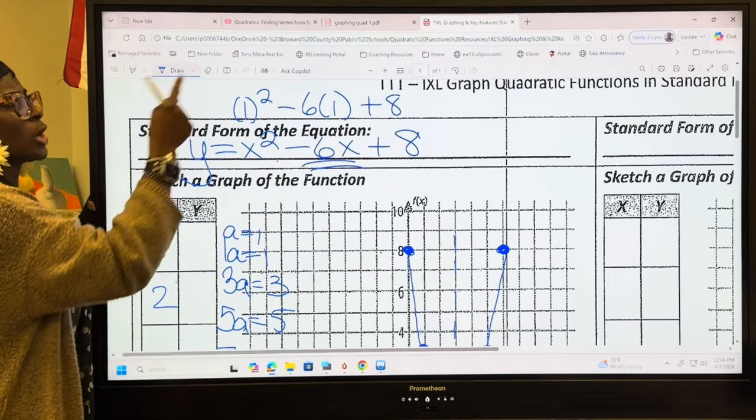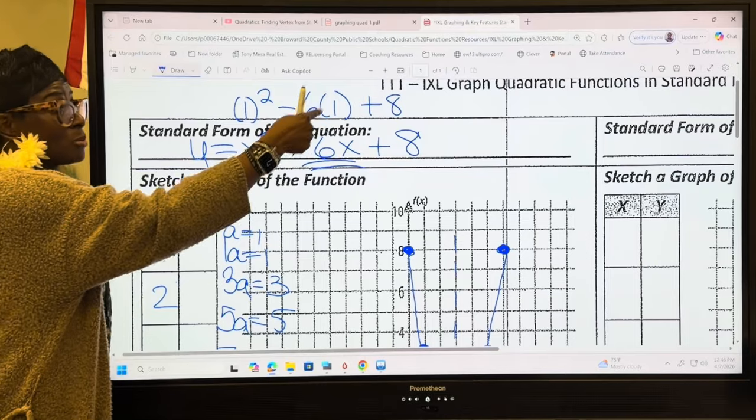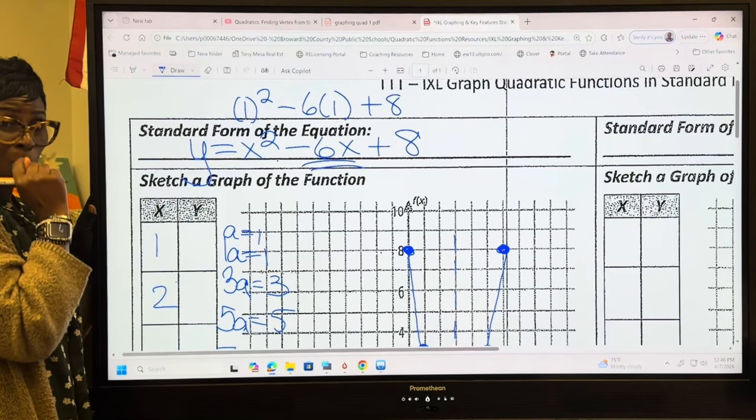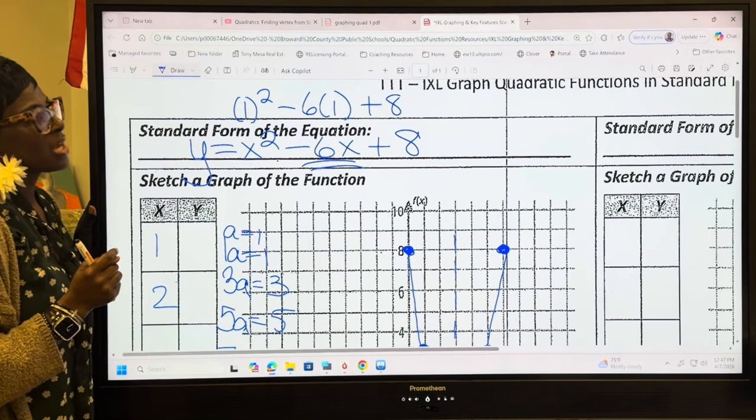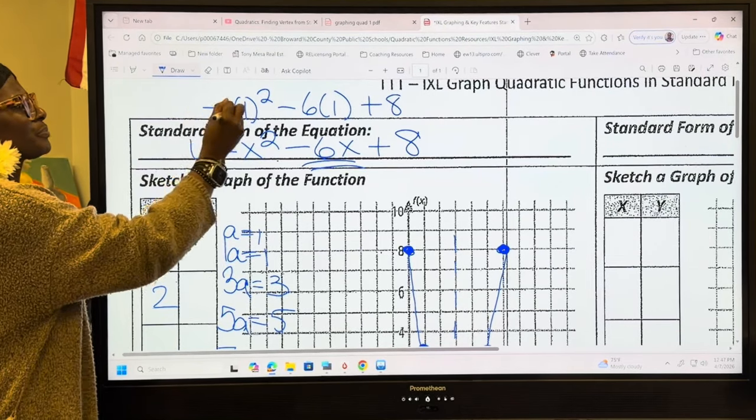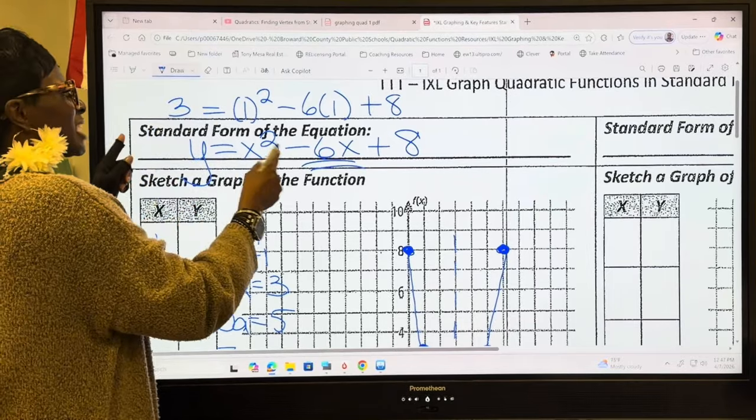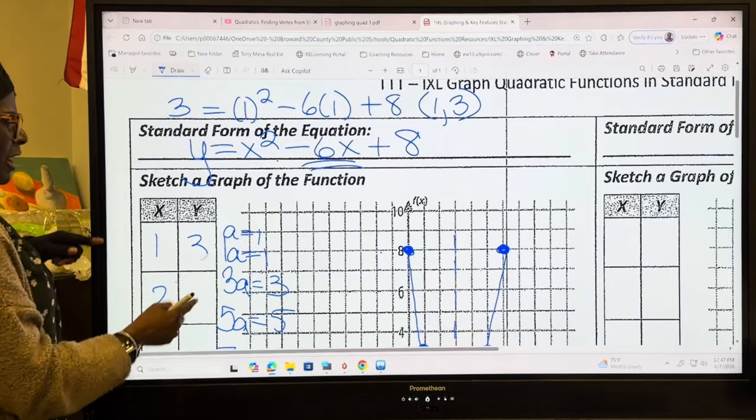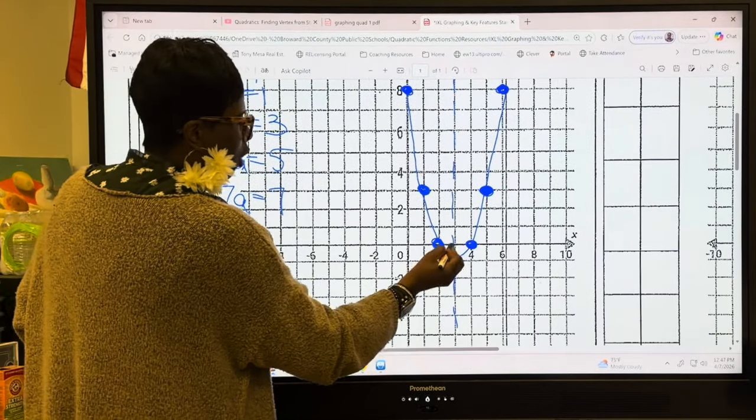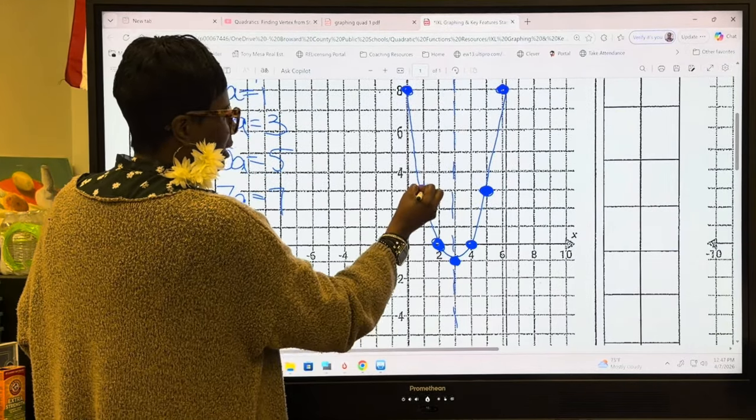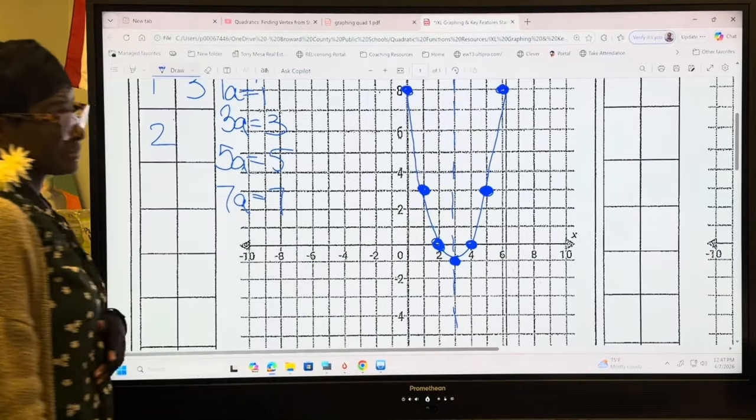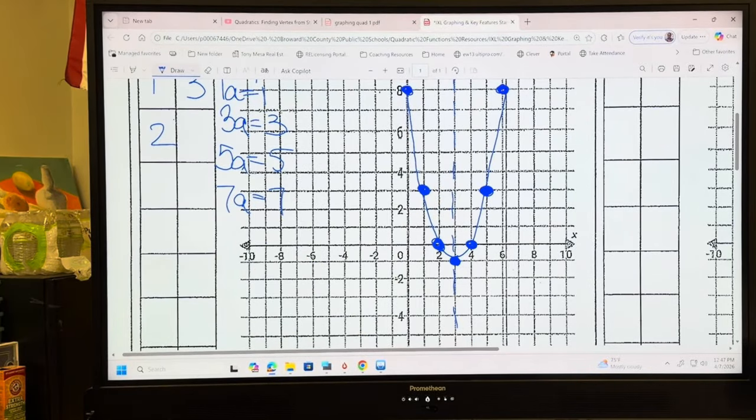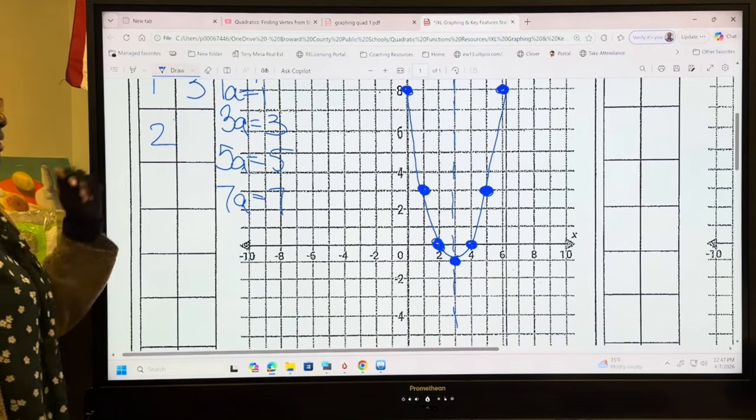Negative 6. So you got 1 minus 6 plus 8. Calculators. What is it? 1 minus 6 plus 8. What do we end up with? 3. So that means if you plugged in a 1, you should get out a 3. So this ordered pair is 1, 3. And if I go right 1, up 3, did I hit that point? Yes. That's another way we could have got that point. Are y'all following me? Then we would have done the same thing, plugged in a 2.